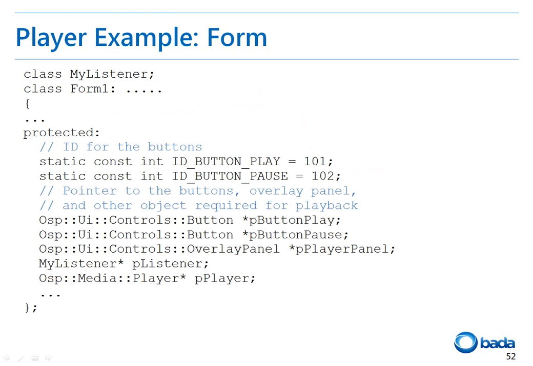This slide here shows the declarations of the form class. You can see the IDs assigned to the two buttons, and that the button pointer and overlay panel pointer are declared as member variables. The player event listener and player pointer are also declared as member variables.